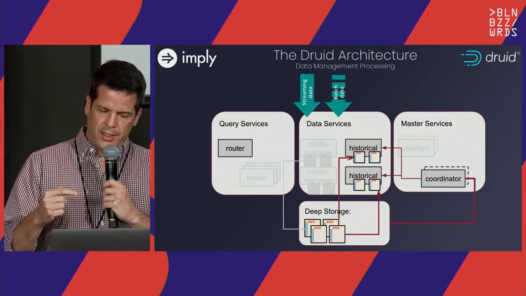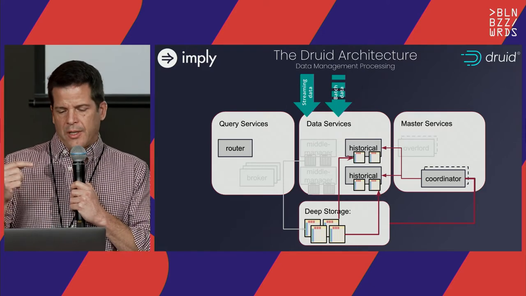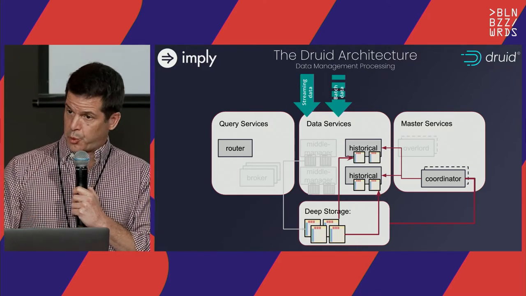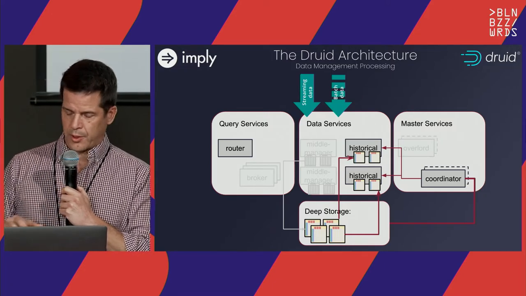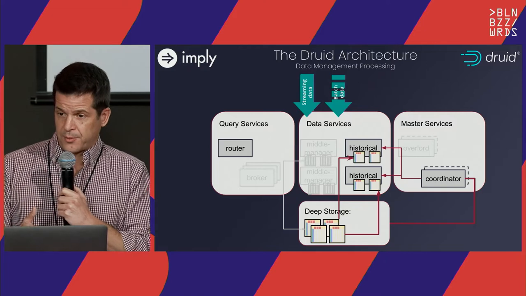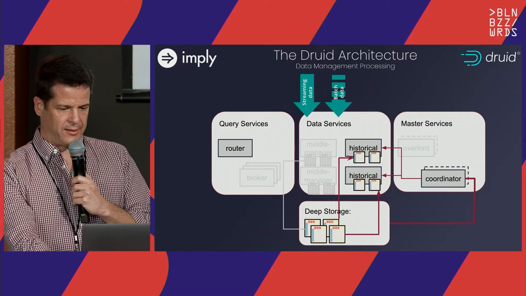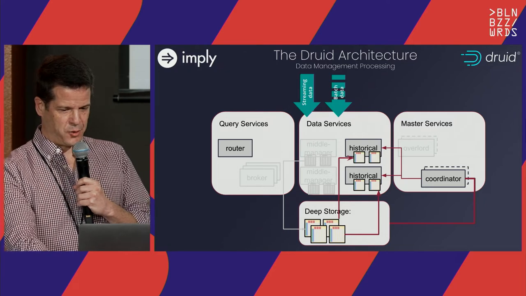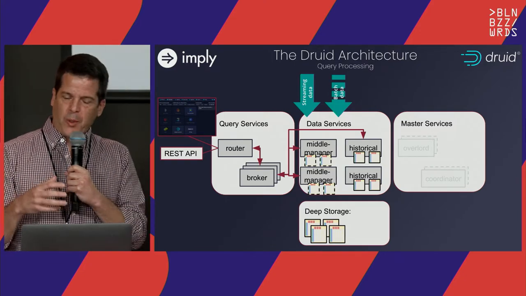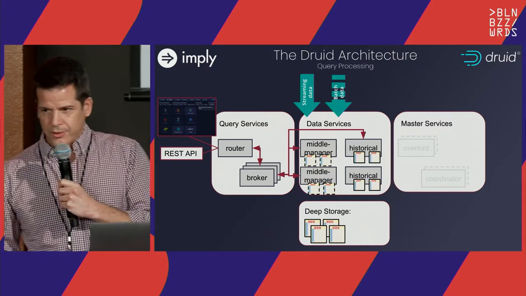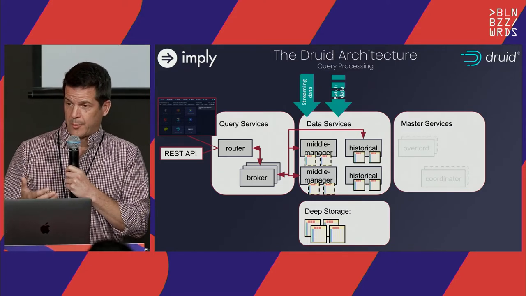What's happening here is the queries don't access the data directly from deep storage. The coordinator tells the historicals to preload the data into their local storage, so the historicals have local storage, so that they can query them faster. And it also caches them in memory within the historicals to provide the performance that Druid is known for. So on the query side, we've loaded the historical segments into the historicals, and the real-time streaming data is in memory within the middle managers.